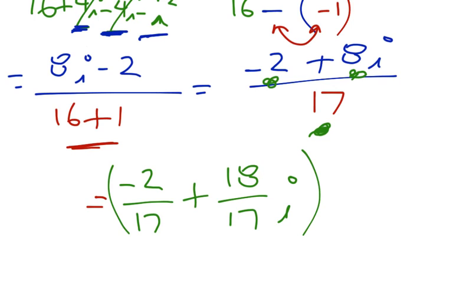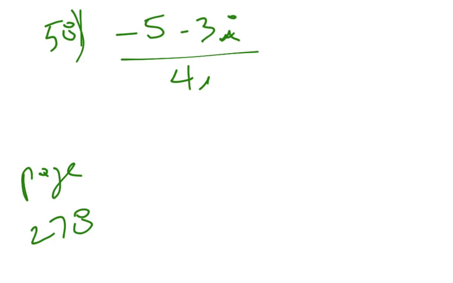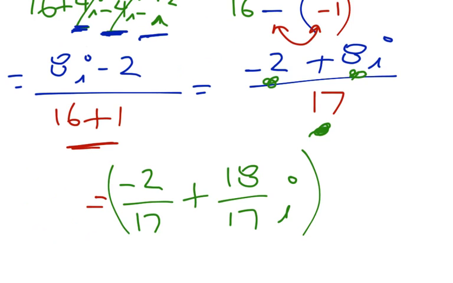I will do one more. The last one that I'm going to solve is actually taking it from the textbook for my students. It's number 58, from page 278, and it's negative 5 minus 3i over 4i. And the reason that I'm doing this one is because it's different.